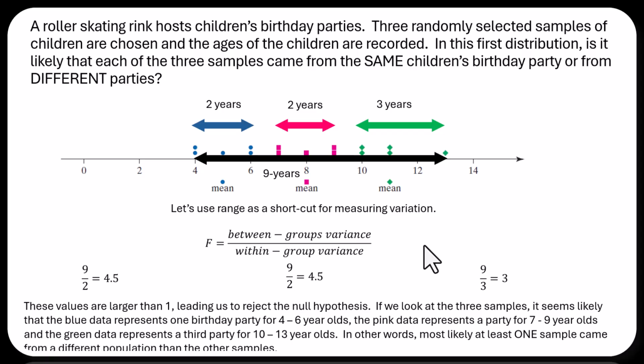When it's very far from 1, then it suggests that the data points came from different populations. So in conclusion, all of these values are larger than 1. So that would lead us to reject the null hypothesis. Remember, the null hypothesis for ANOVA is that all of the means are the same, or that even though we got different samples, we think that we're actually sampling from the exact same population. So if we look at all 3 samples, it seems likely, right?